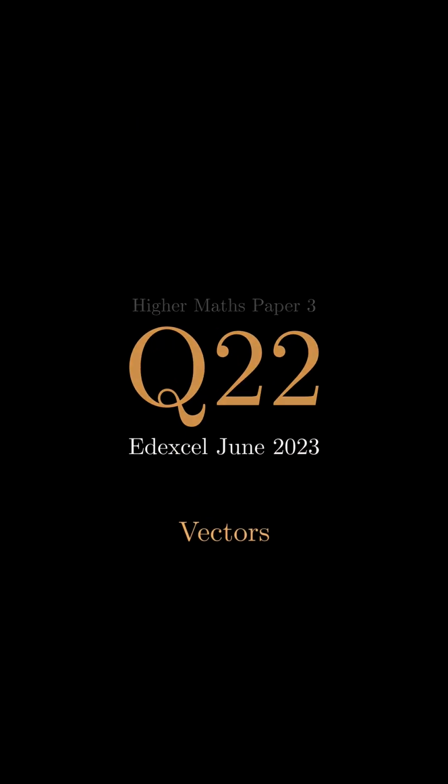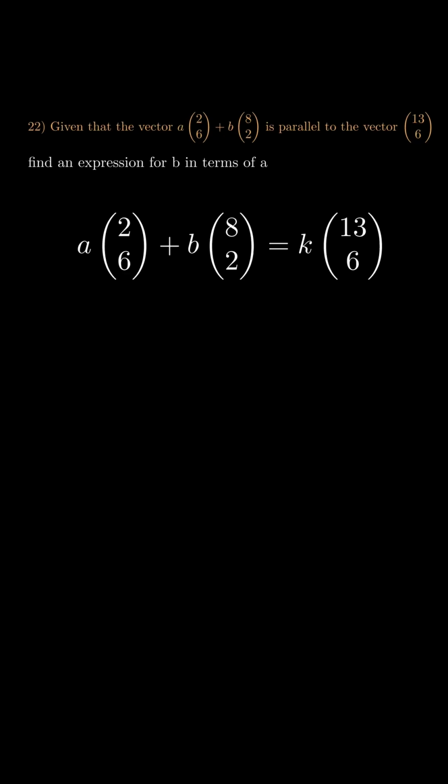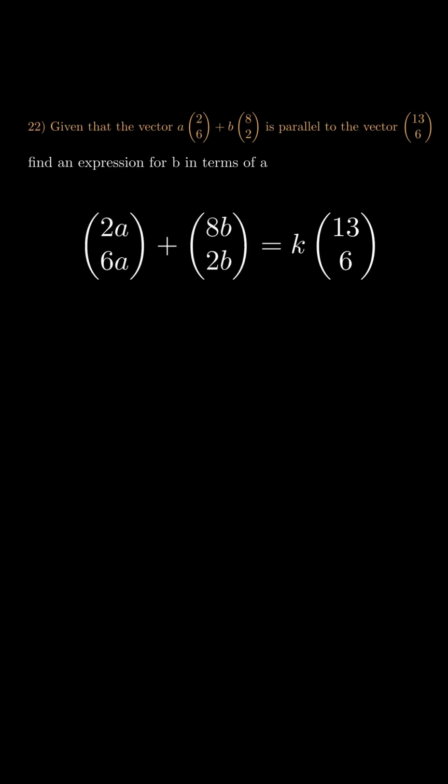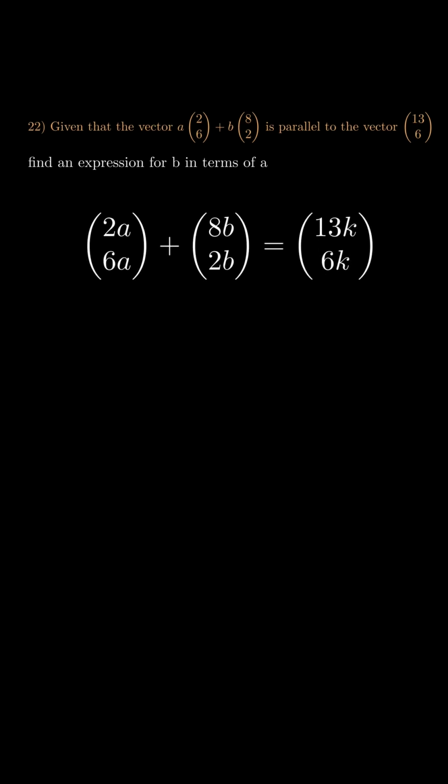Question 22. Given that the vector a(2,6) plus b(8,2) is parallel to the vector (13,6), find an expression for b in terms of a. Since the vectors are parallel, that will mean that the vector a(2,6) plus b(8,2) will be equal to some constant k times the vector (13,6). We can multiply the vectors, and the a(2,6) will become the vector (2a, 6a), b times (8,2) will become (8b, 2b), and the vector k(13,6) will become (13k, 6k).